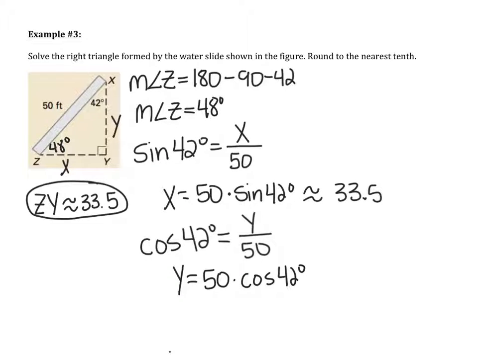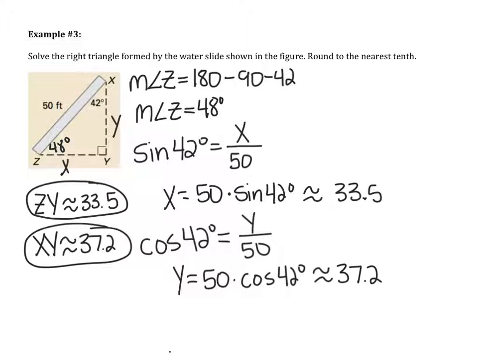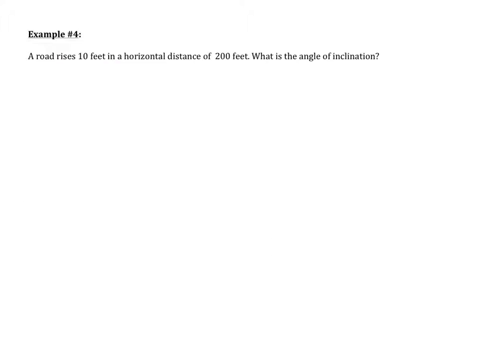But this is my exact answer, and it's asking to round to the nearest tenth. So in our calculators, we're going to get about 37.2. But remember, Y was representing XY, so XY is about 37.2. Now I have solved this right triangle because I have all 3 sides. Here's 1 side, 2 sides, 3 sides, and all 3 angles. So this right triangle is solved.